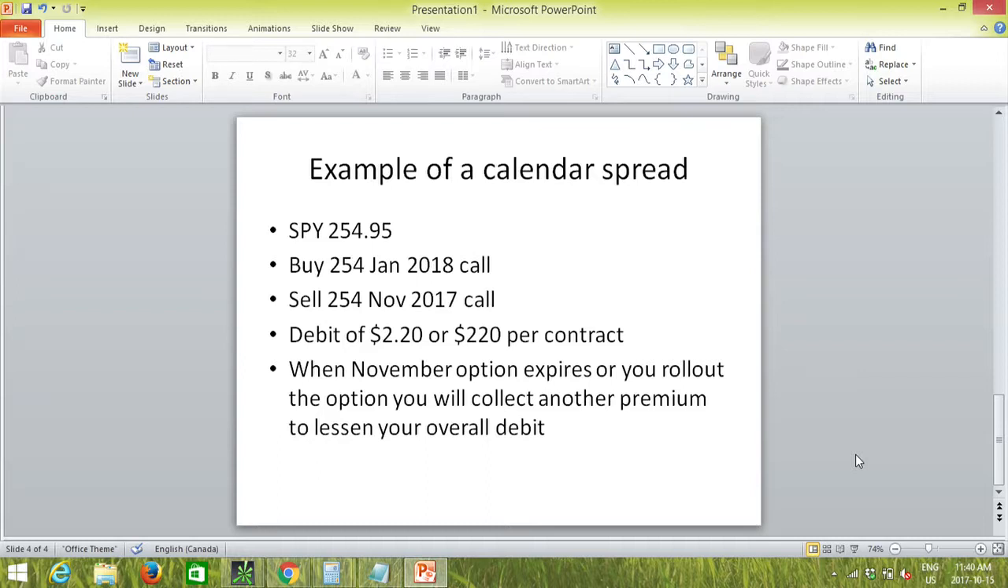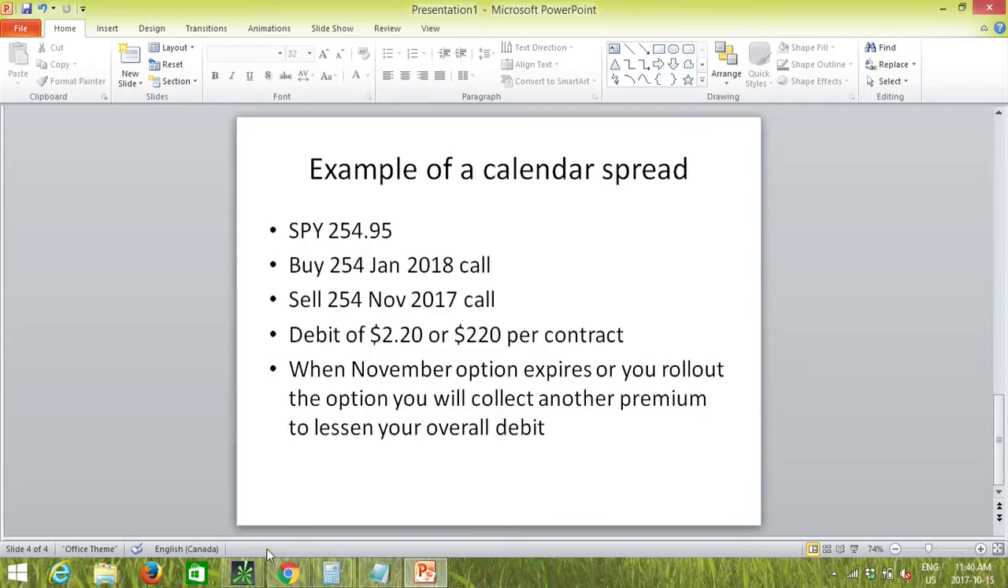The idea is when that November option expires, if it expires worthless, no biggie. You just sell the next option out, maybe sell the December one, and of course you want to collect enough premium to lessen the overall debit that you have on the position, and hopefully end up with a credit at the end of it.